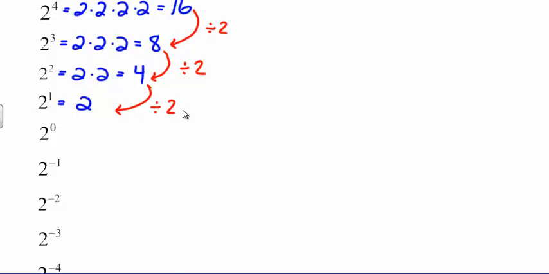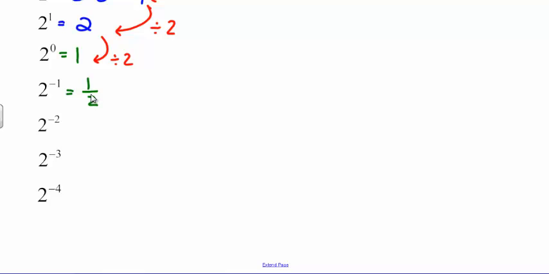Now, if we simply follow this pattern, if we divide by 2 again down here, we know that 2 divided by 2 is going to be 1. So in this case, 2 to the 0 power equals 1. We can follow the same process when we get into negative exponents. So 1 divided by 2 is 1/2. 1/2 divided by 2 is 1/4. 1/4 divided by 2 is 1/8. And 1/8 divided by 2 is 1/16.